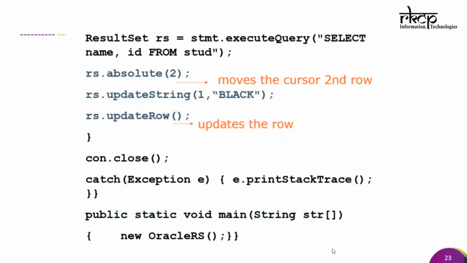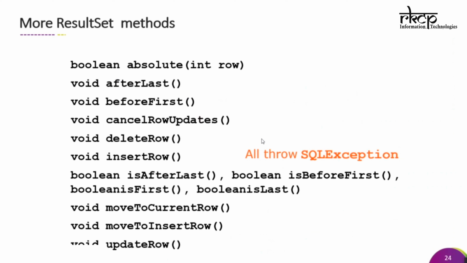After passing this, see, when you are executing the query, now in your ResultSet, rs.absolute, on any position you can move your cursor. Your cursor will move to the second row. Now you are updating the string of your ResultSet. You are updating the row, means it will allow you to update. Hope you are able to understand.